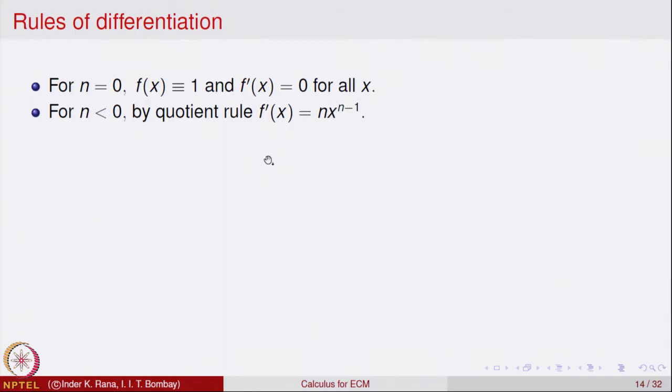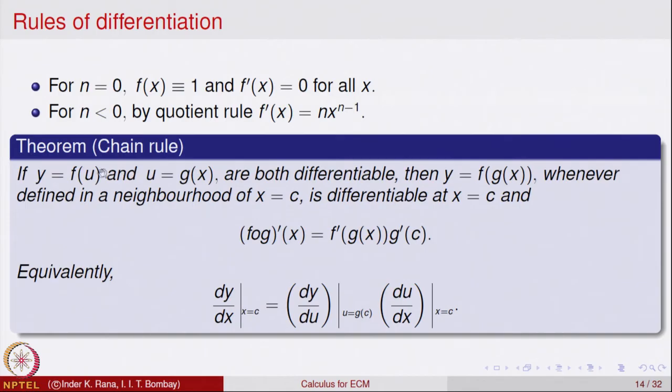Next, I am going to describe another important rule called chain rule. The chain rule is used when there is a composition of functions, function of a function. So, we will state that first and then explain. Let y be a function of a variable u and u a function of a variable x. So, it is a function of a function. When you combine the two, g(x) takes it to a value u and f takes the value u to a value y.